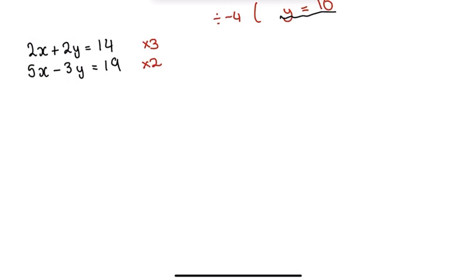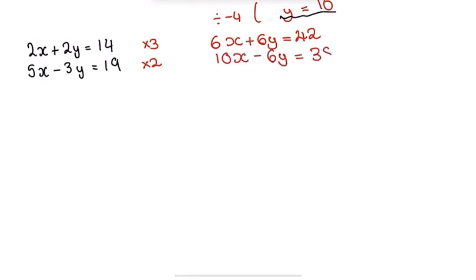So 2x times 3 gives me 6x, 2y times 3 gives me 6y, and then 14 times 3 gives me 42. Now on the bottom, making sure to times everything by 2, so I'm going to get 10x minus 6y equals 38. Now here, the signs are different. I've got a positive and a negative. So it means I'm going to add my equations together.